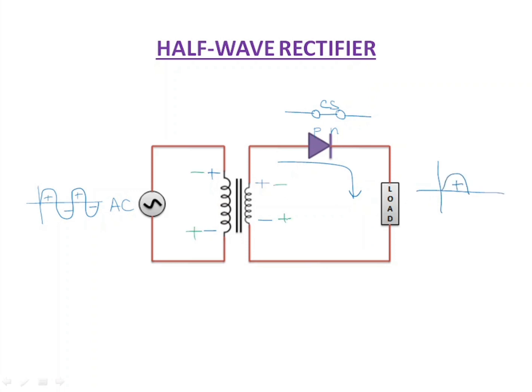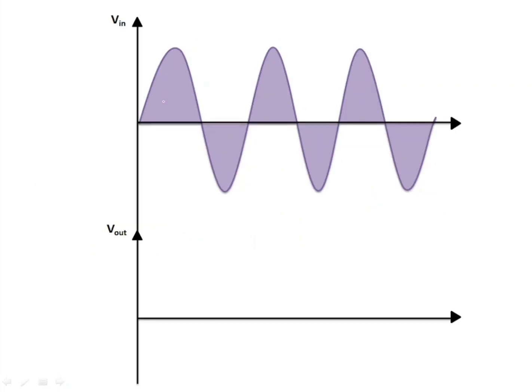When negative is applied, then P is connected to the negative terminal and it will act as an open switch. When the circuit is open, no current will flow and we get nothing in the negative half cycle. Similarly, for every positive and negative half cycle, this is the final waveform we get at the output of the rectifier.